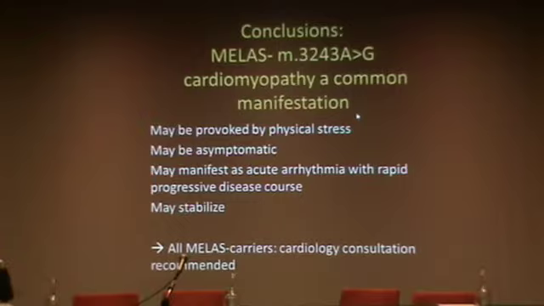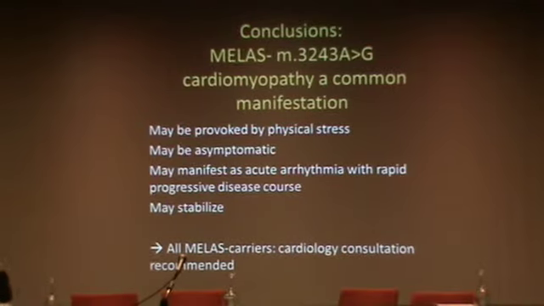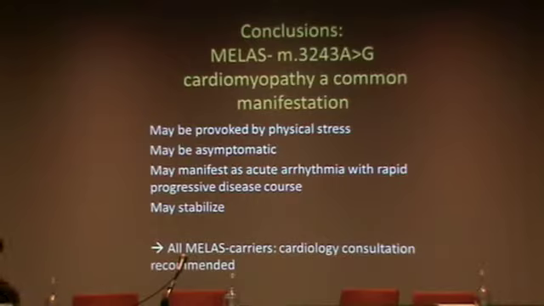But the conclusion from these families is that there are cases where they have been completely healthy, and then there have been arrhythmias provoked by physical exercise. And the important thing is that if these people develop atrial fibrillation, for example, which is a pretty benign type of arrhythmia in people who don't have MELAS, they may develop cardiac decompensation very quickly. So it is important to know if there are signs of hypertrophy in these people, because their arrhythmias have to be treated very actively and acutely so that they don't develop cardiac decompensation. So we recommend all MELAS carriers to consult a cardiologist, so that they can be followed up and treated actively if any signs of hypertrophy are found.